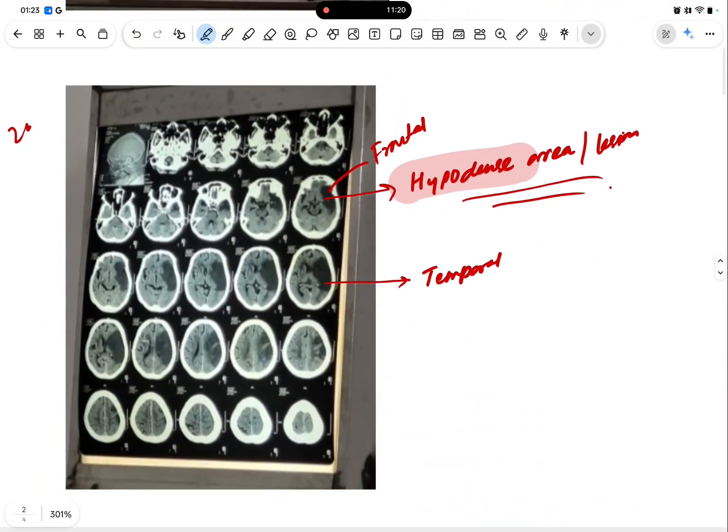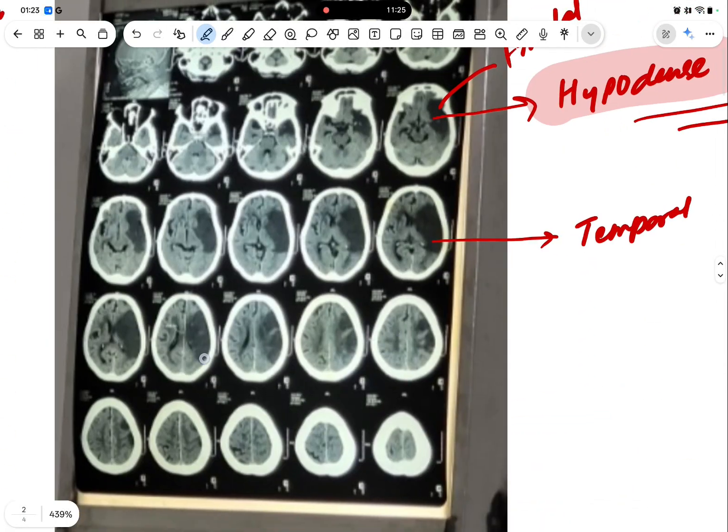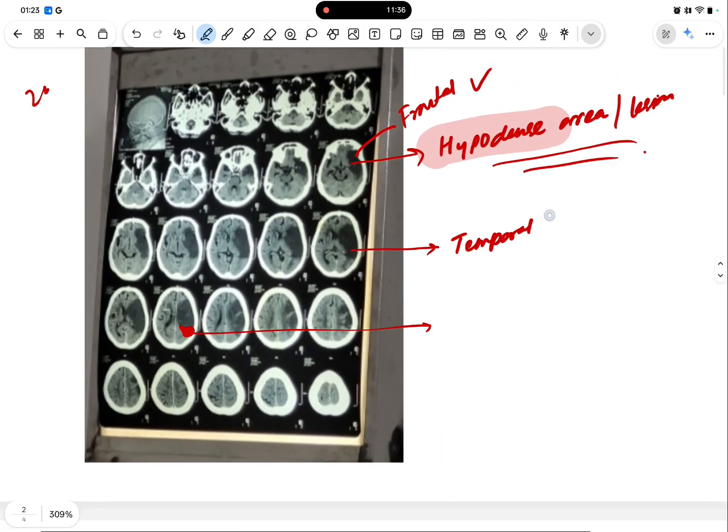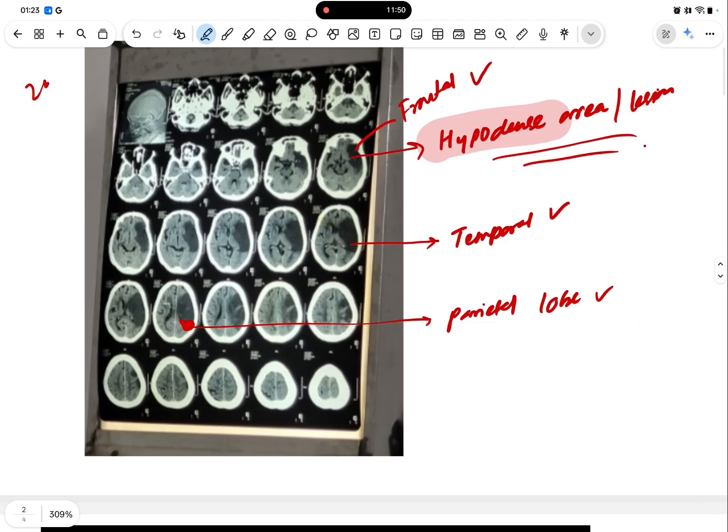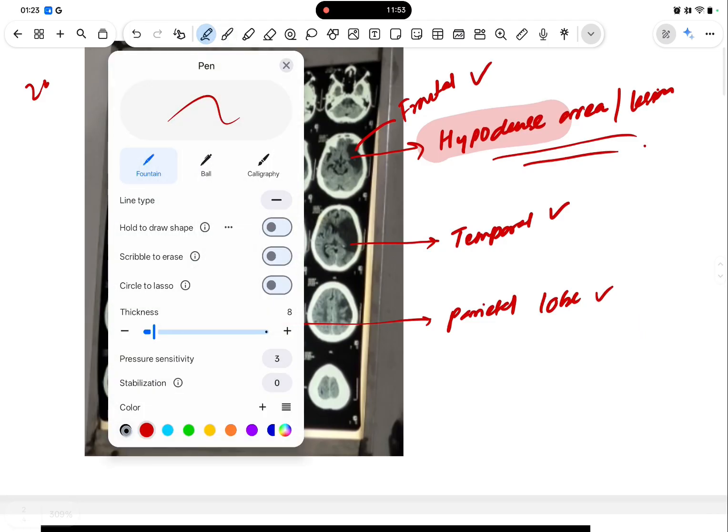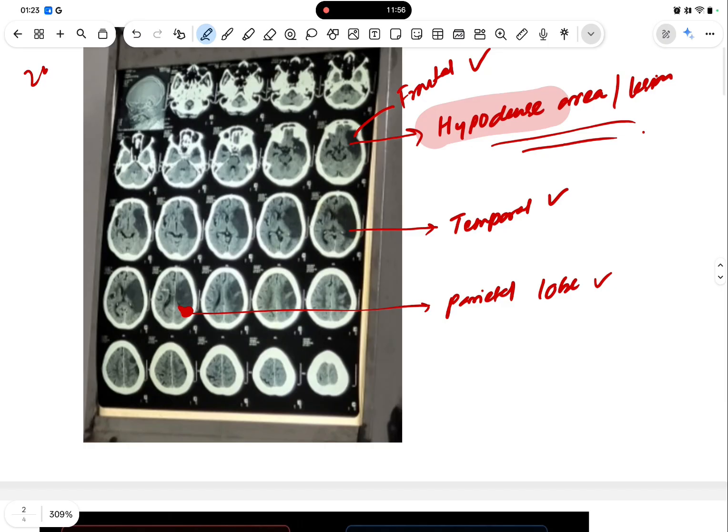Does this CT show any parietal involvement? Yes. See, the parietal lobe is present here, so there is also infarct in this region. So infarct in the frontal lobe is present, infarct in the temporal lobe is also present, and infarct in the parietal lobe is present. The hypodense area is present in the parietal lobe also. So we say it like this. And which side? It is the left side of the patient. Our right is the patient's left side.